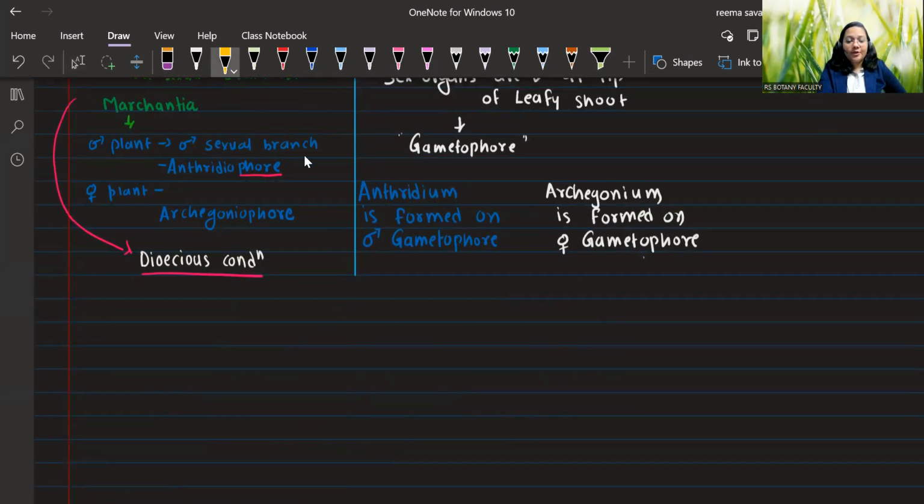Their sex organs are present on sexual branches in both cases, but in Marchantia, the male plant will form the male sexual branch that is known as antheridiophore. The female plant will form archegoniophore, and it is a dioecious plant. Marchantia is what? It is a dioecious plant. Male and female plants are different. So on different plants, antheridium and archegonium will be formed.